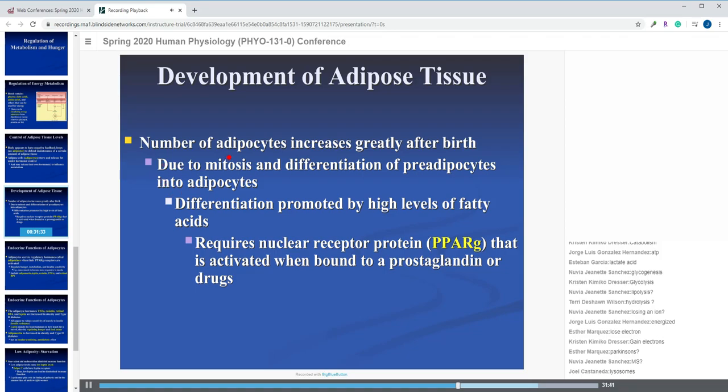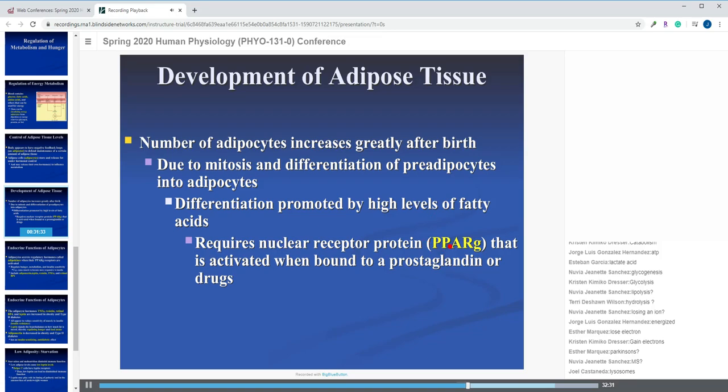So here the number of adipocytes increases greatly after birth due to mitosis and the differentiation of pre-adipocytes into adipocytes. So the pre-adipocytes get converted into adipocytes. Differentiation is also stimulated by high levels of circulating fats, especially saturated fatty acids. So this requires a receptor which is known as the PPAR gamma receptor.